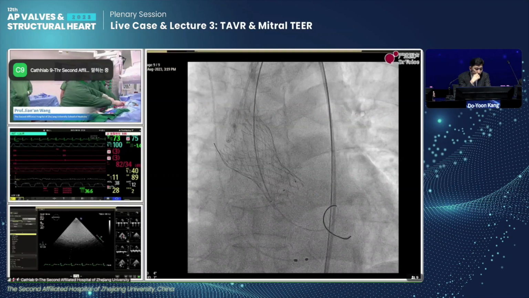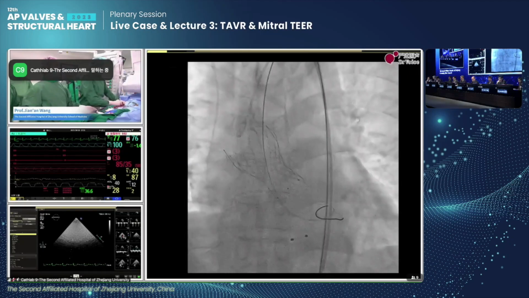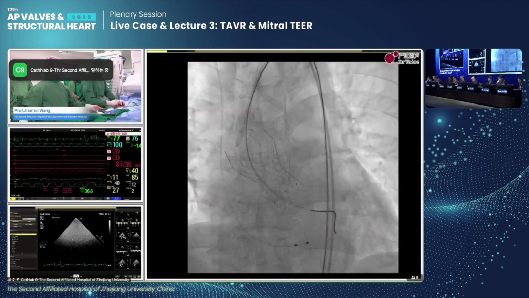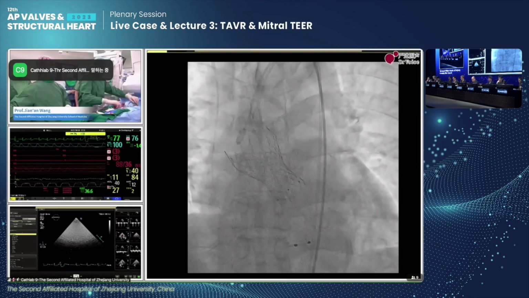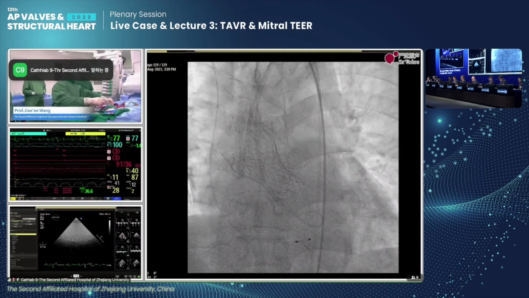So now we put the pigtail in the left ventricle. Then we do the angiogram and also measure the pressure gradient.